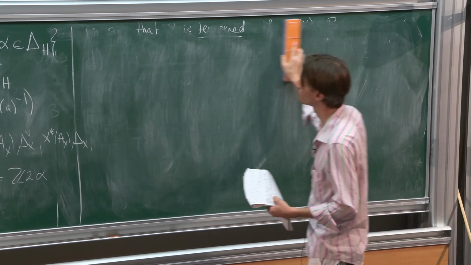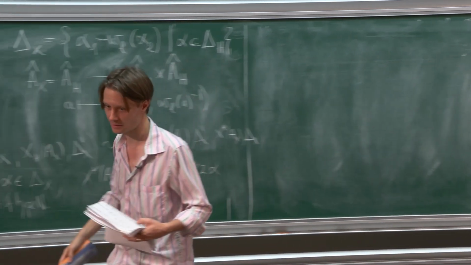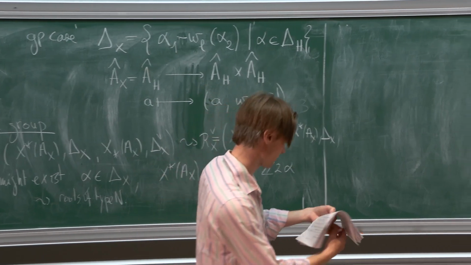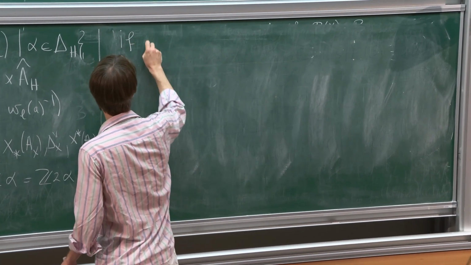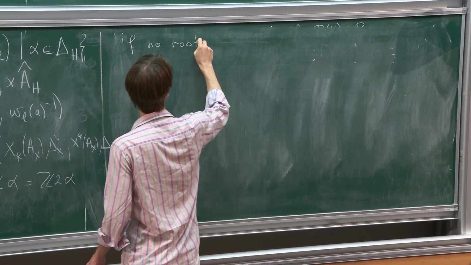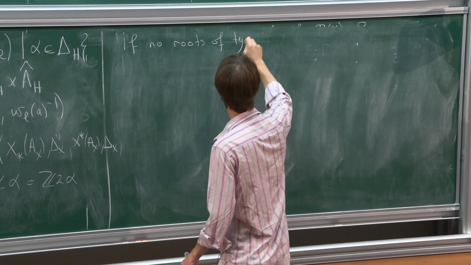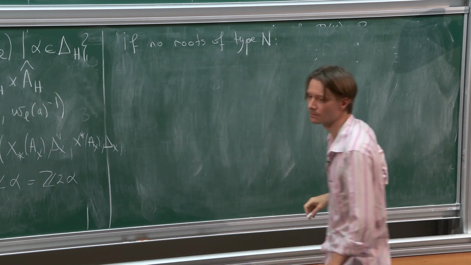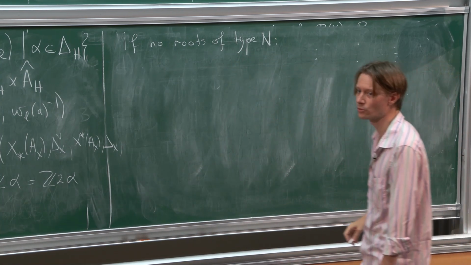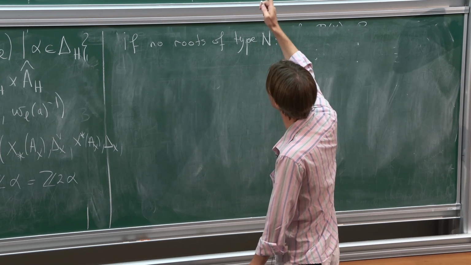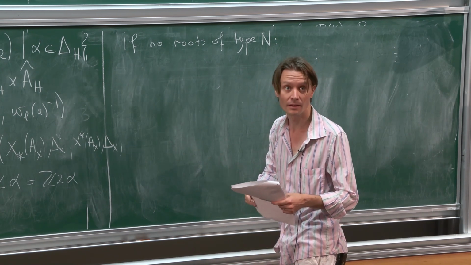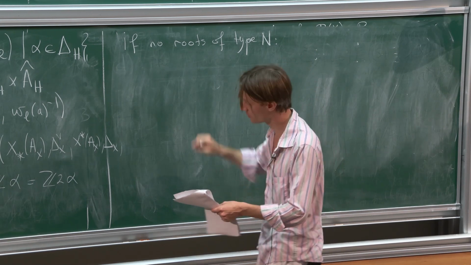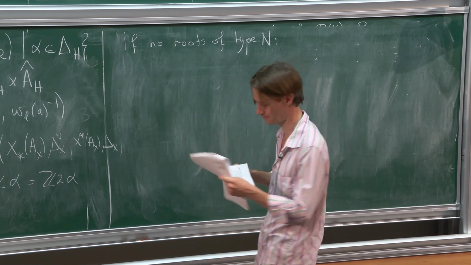So that's the basic example. Okay, so if no roots of type n. PGL2 mod normalizer of the torus, yeah, it's a basic example of a root of type n.